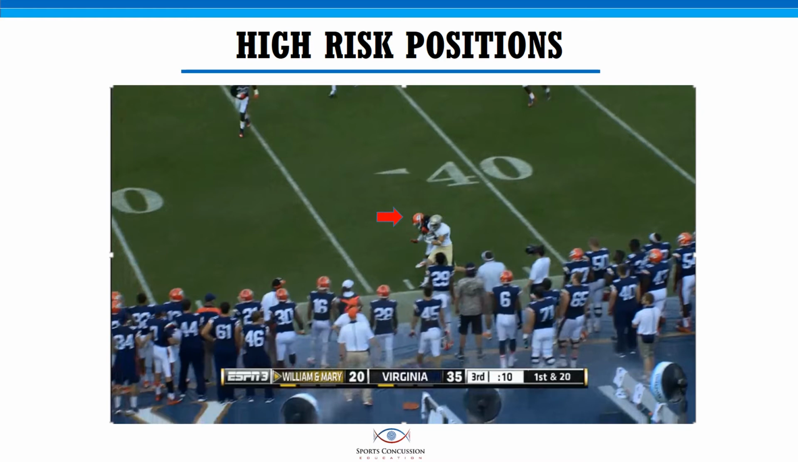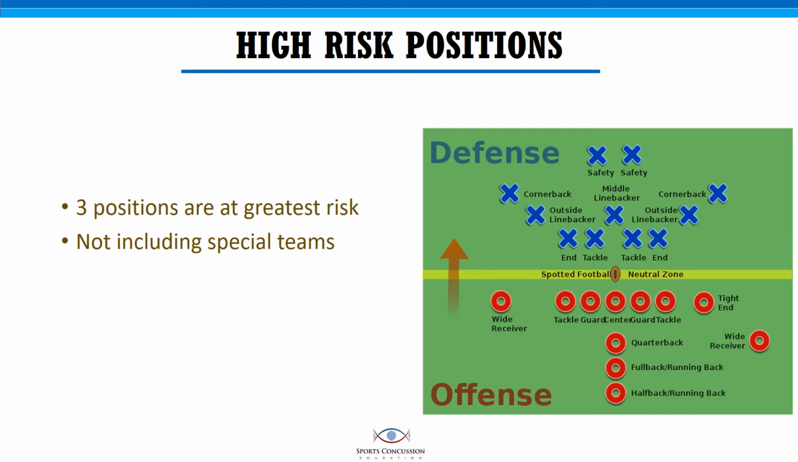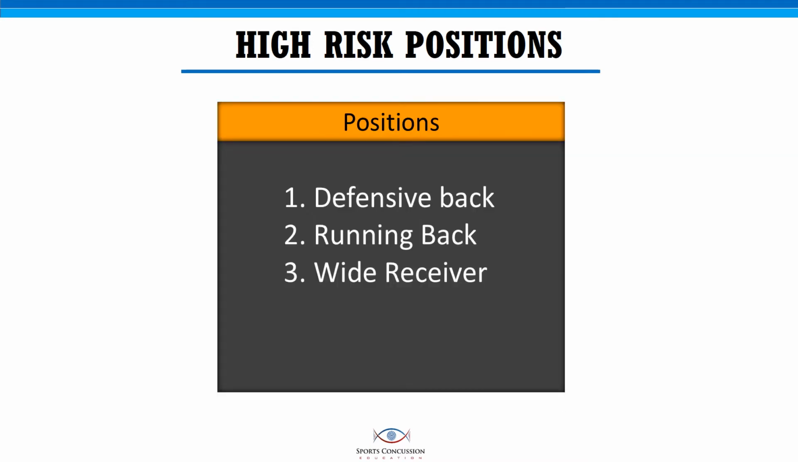Evidence shows 3 positions at greatest risk for an in-game concussion, not including special teams. Depending on how the data is calculated, the order of these 3 positions changes, but they are consistently the top 3: defensive back, running back, and wide receiver. This data primarily relies on the most recent studies from the NFL and NCAA. 10 years ago, the top 3 positions were a little different, but more recent data has really solidified these 3 at the top.